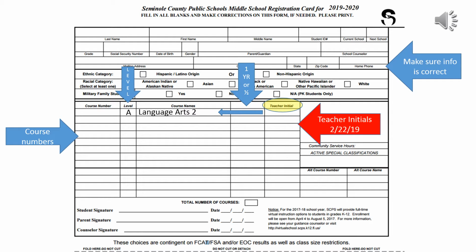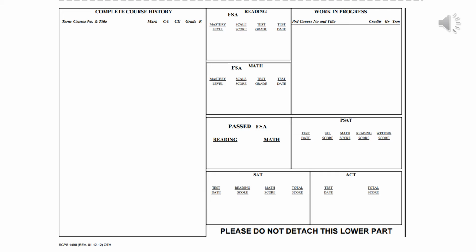The teacher initial column is for each of your core academic teachers to recommend your level of study. On February 22nd, all language arts, math, science, and history teachers will sign your registration card requests. This is the time you can speak with your core academic teachers about standard and advanced level classes. On the back of your card, you will find all of the coursework you have already completed, as well as prior standardized testing information.